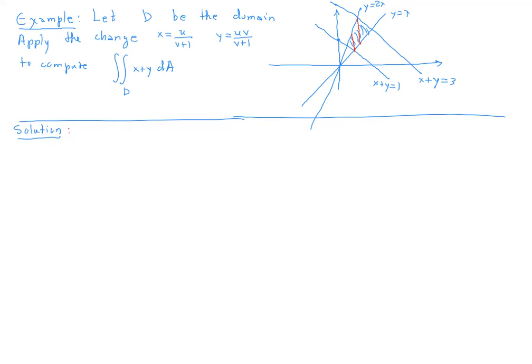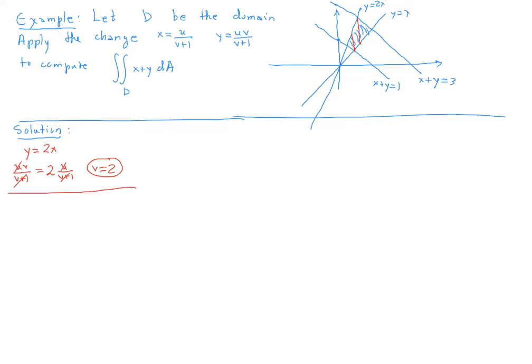So let's start with y equals 2x, right? So replace y by uv over v plus 1 and replace x by u over v plus 1. So this cancels with that, and v is equal to 2. So that's the first line.